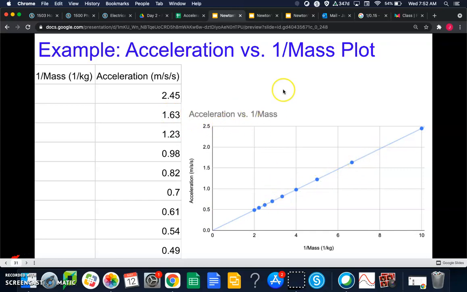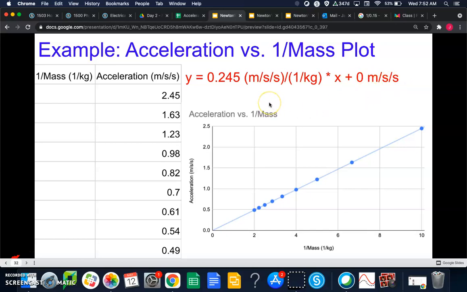This graph right here, the equation ends up looking like this: y equals 0.245, and then these are the units: meters per second on the y-axis, 1 over kilograms on the x-axis. So it's meters per second divided by 1 over kilograms times x, and then plus 0 meters per second.